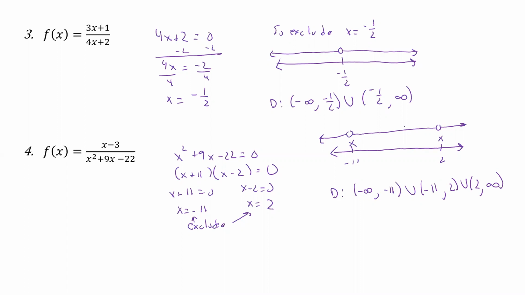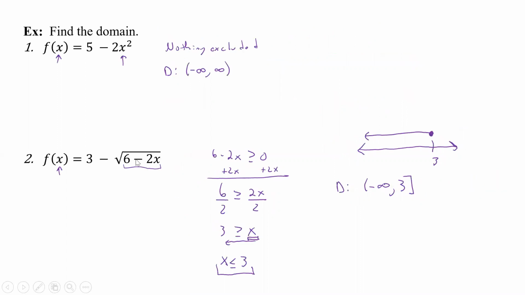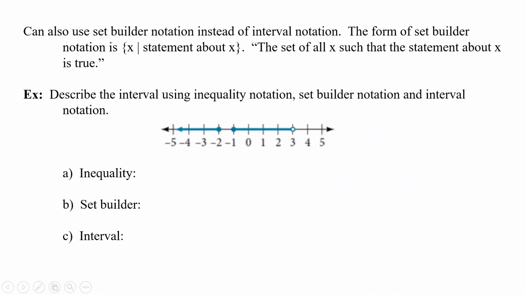Sometimes you might end up with more, but that's how we're going to solve these. In these cases, we set the denominator equal to 0, and then whatever it is, we exclude those. When we have a radicand, we set that greater than or equal to 0, and then we work from there. And when it's just a number that can work, we say nothing's excluded, and it goes from negative infinity to positive infinity.